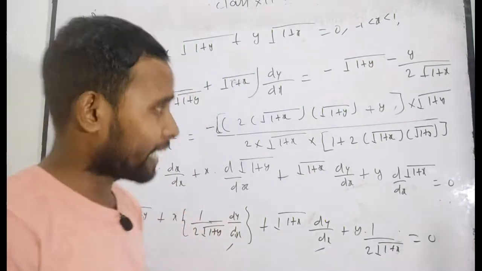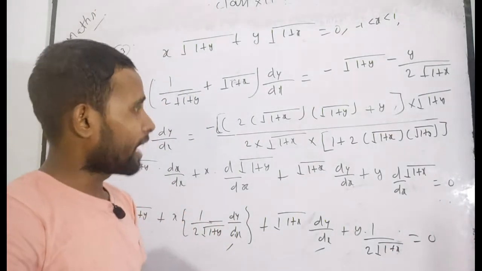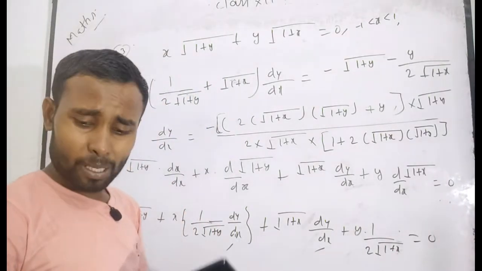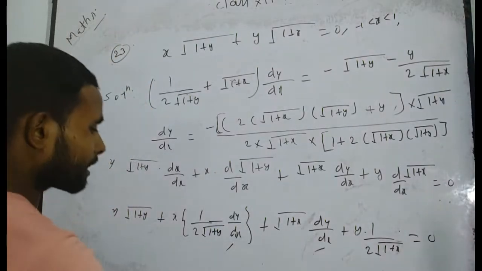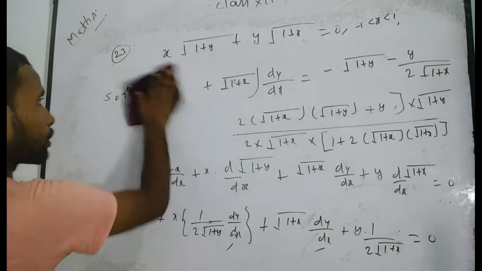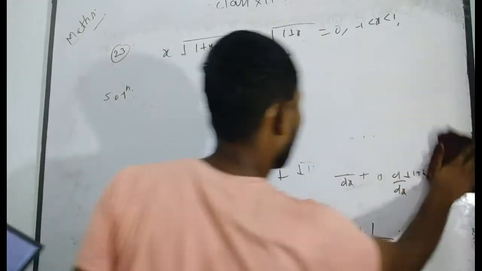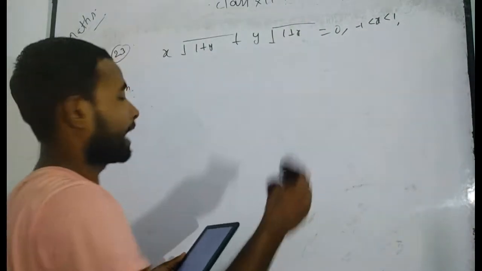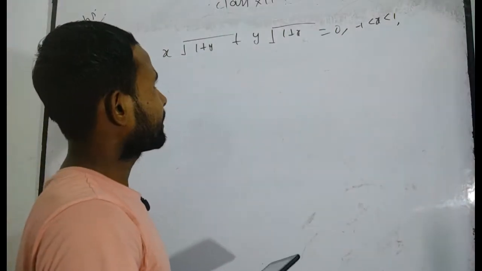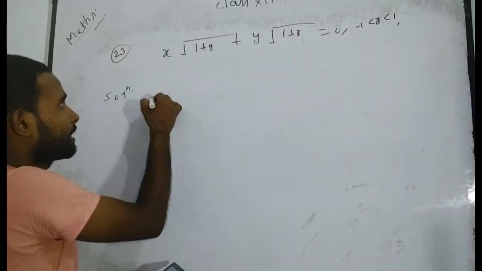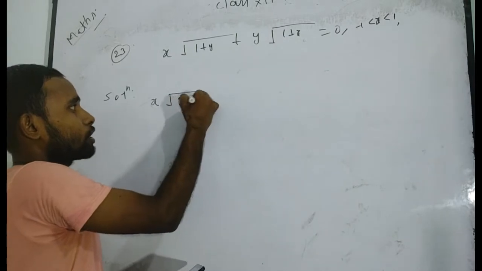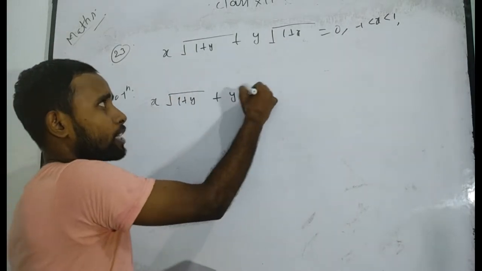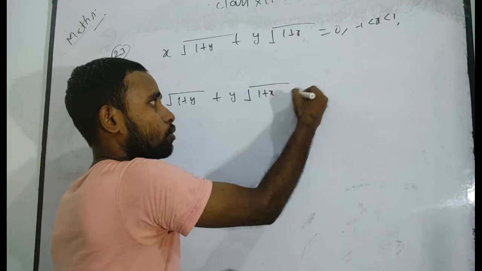Now if I think this becomes very lengthy for you and the calculation boring for this question, so I want to give another method also for this question. This is also a good method, but it takes more time, that's why you can leave this method. And the second method is simply: firstly this is equal to x into root under 1 plus y plus y into root under 1 plus x, which is 0.